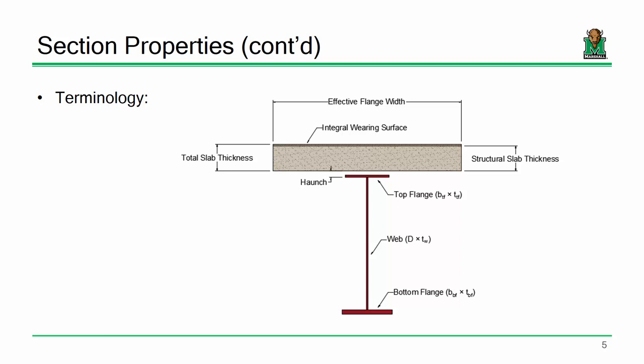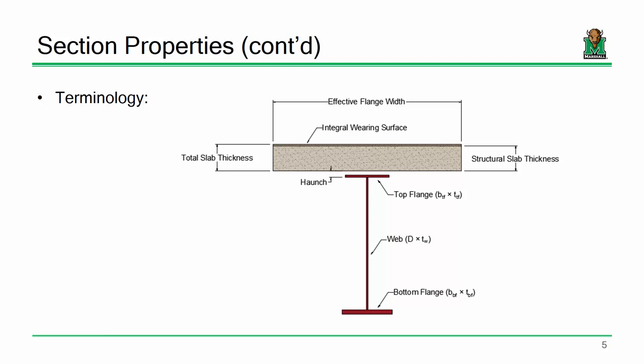Now, I'm using this notation very carefully because later on when we open the AASHTO spec and start looking at the equations in the specification, I'm doing my best to ensure that this notation matches what's in the spec. So if I use a capital D to represent the depth of this web, it's capital D in the spec too. So I'm trying to be consistent with that. Now the web, I'm going to say it's D deep and t wide, or the thickness of the web. And then with the bottom flange, same deal. So far so good? Okay.